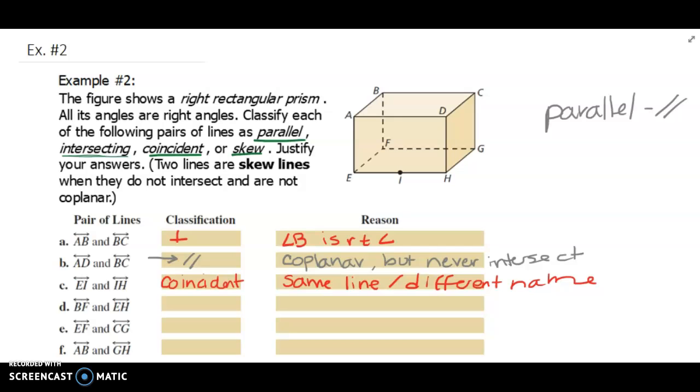Okay, now let's move on to D. So we have BF, which is right here, and EH, which is right here. Okay, these two lines will never intersect. So now we need to ask ourselves, are they coplanar or are they not? Because if they are coplanar, then they're parallel. If they're not, then they're skew. Okay, these do not lie on the same plane, so this would be an example of a skew pair of lines. Why? Because they're not coplanar and they never intersect.